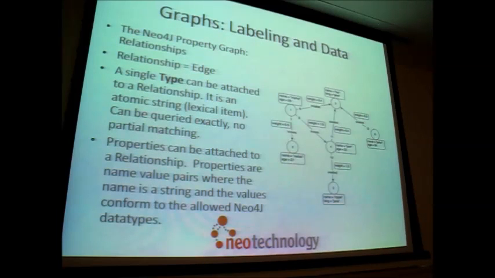And then edges are called relationships. You can have what's called a type, which is a similar idea to a label. A type is, again, a lexical unit that you can query. So you could have person friend, or person likes restaurant, that kind of stuff. And then again, properties. I think you can have multiple properties applied to relationships, or you can break them out.